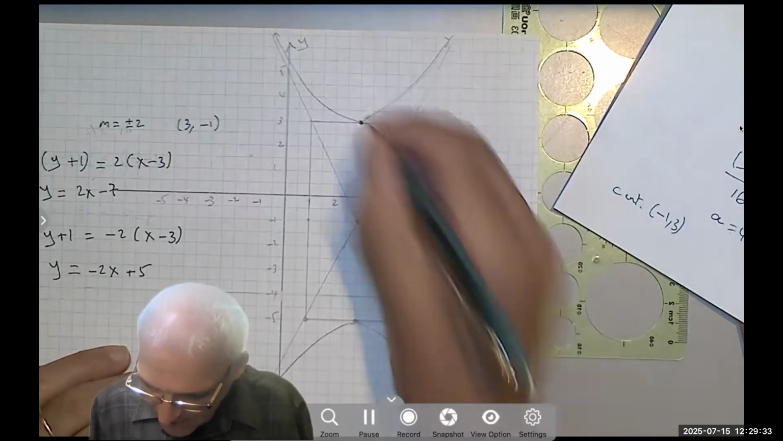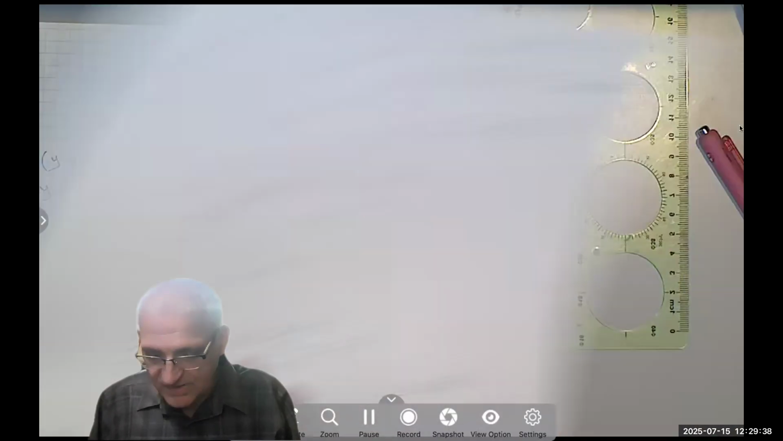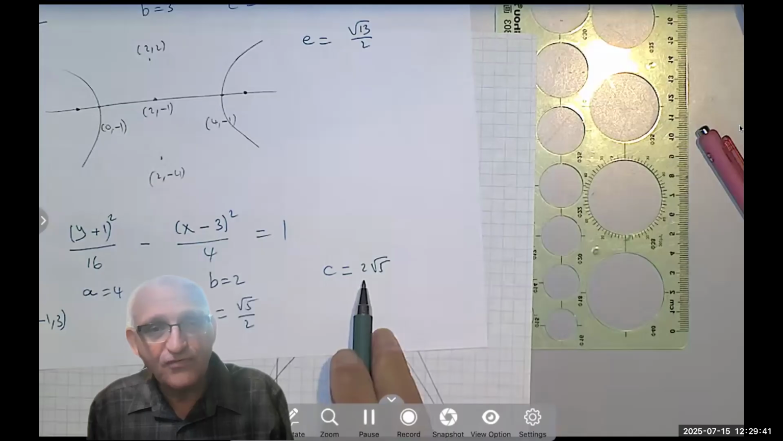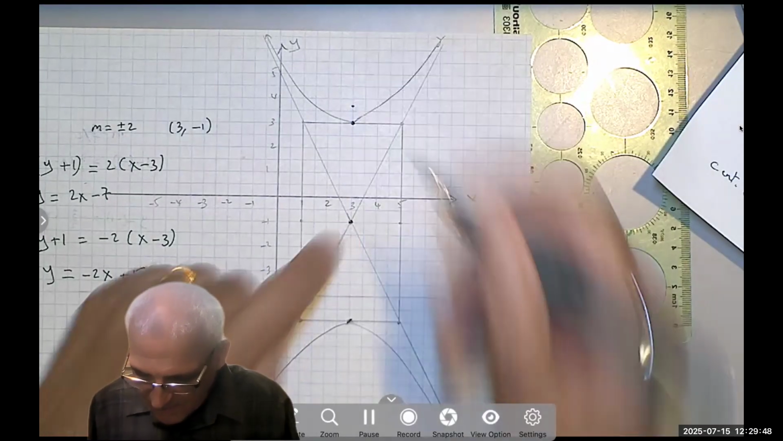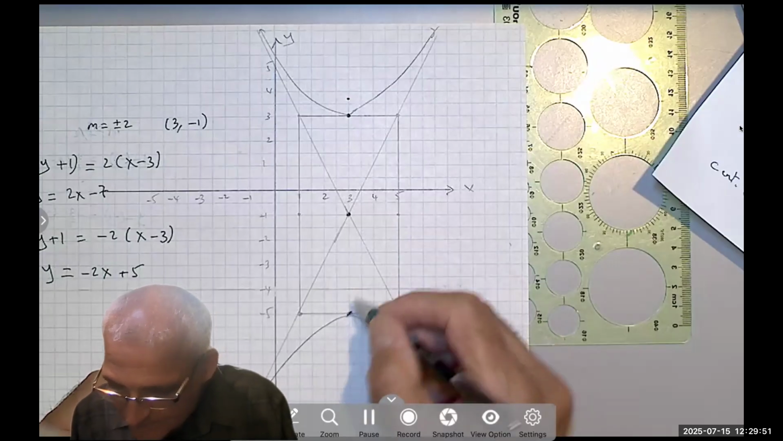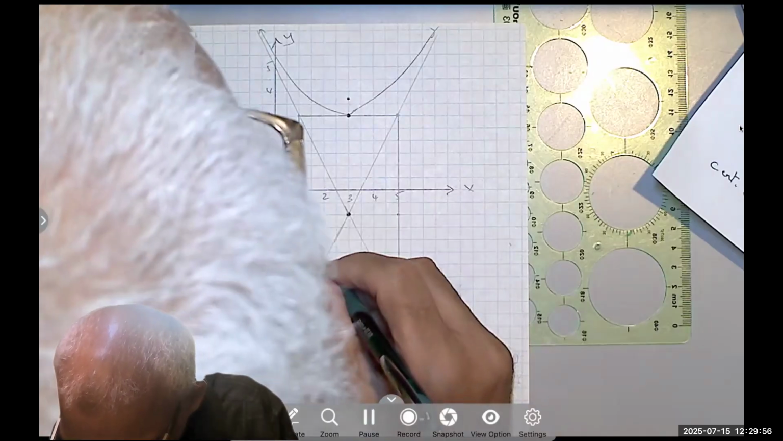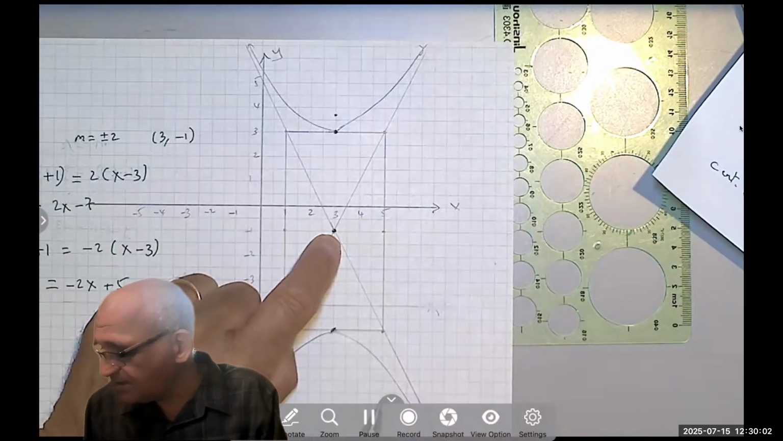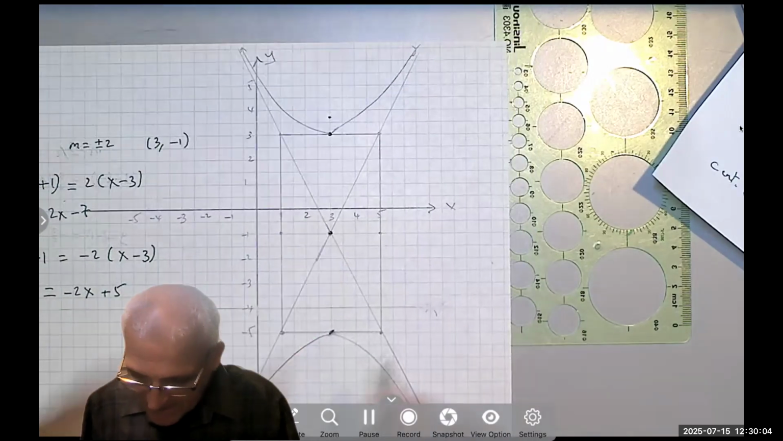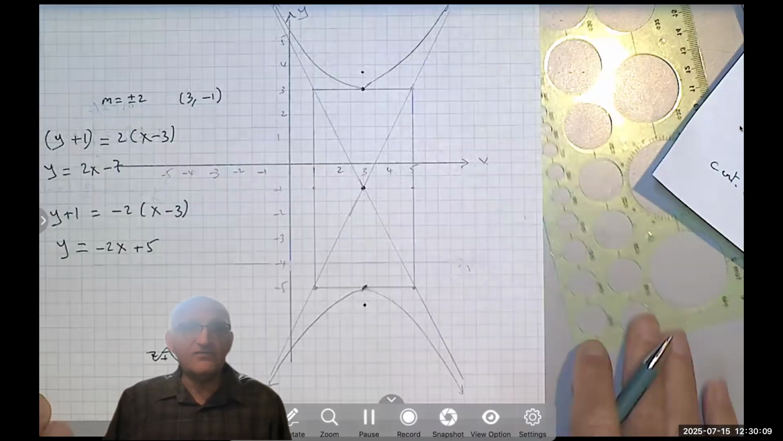Here are the vertices. If they ask you to show the foci, we know that it's 2 root 5, so roughly 4.6 something away from here. So it's at 3.6 something, and at negative, wait a second, that's incorrect. Yeah, we added 4.6, so negative 5.6 somewhere here. So we can find the two foci if you wish.